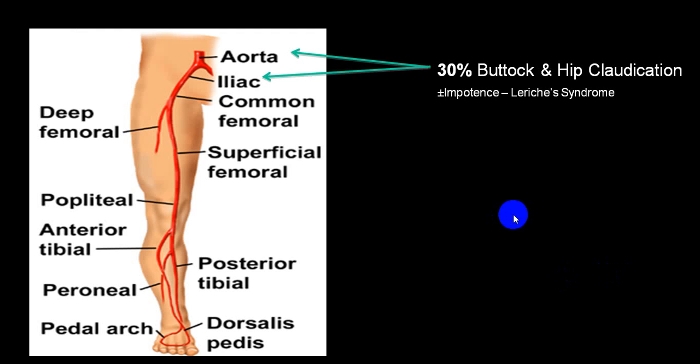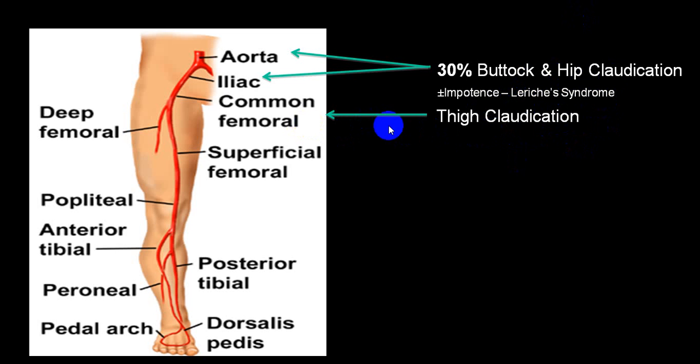The most common vessels involved are the iliacs, the aortic bifurcation, and the femoral artery. When you get involvement of the aorta and iliac, you will have pain at the buttocks and hip, claudication. In almost 30% of people, the person can have impotence, and this is called Leriche's syndrome.